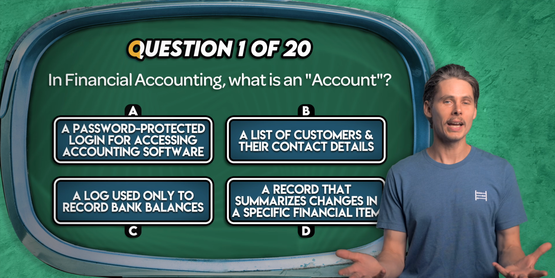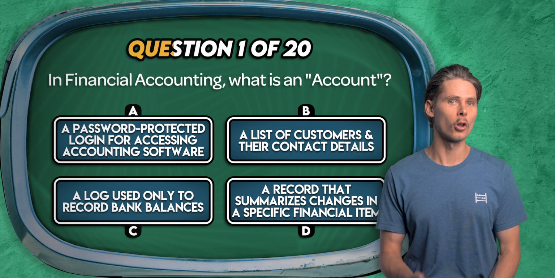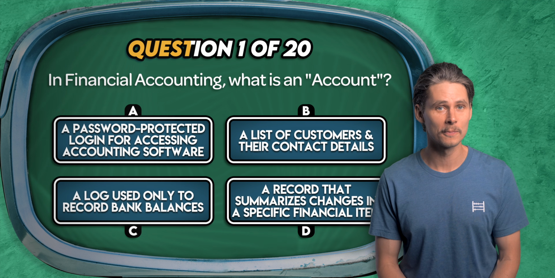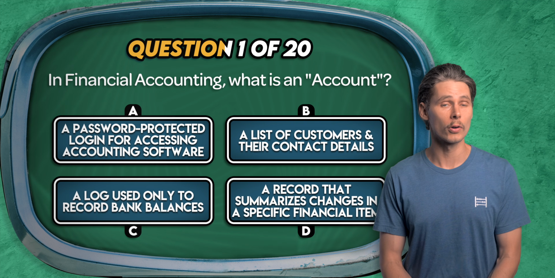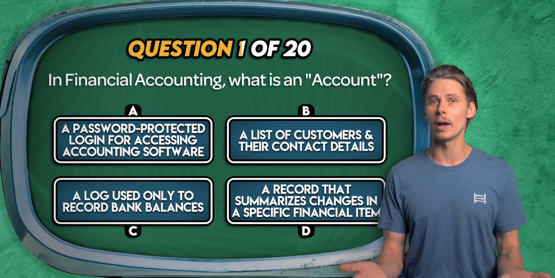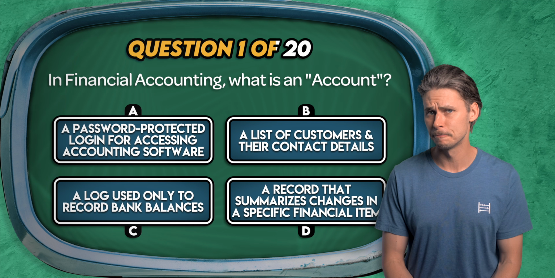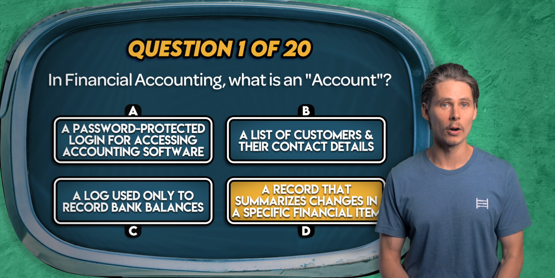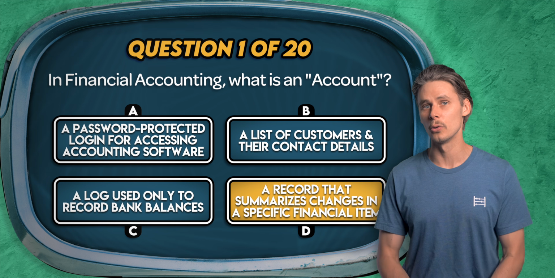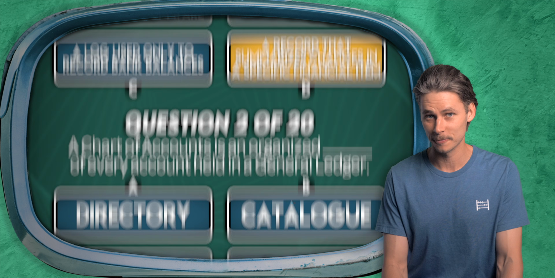Question 1. In financial accounting, what is an account? Is it a password protected login for accessing accounting software? A list of customers and their contact details? Is it a log used only to record bank balances, or a record that summarizes changes in a specific financial item? It's D. An account is a place where a business records, sorts, and stores all transactions that affect a related group of items.